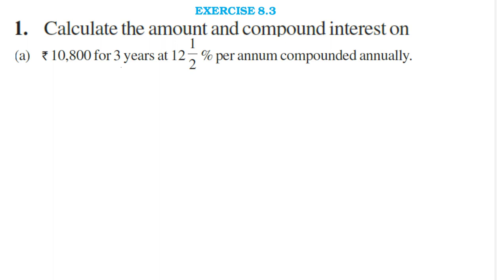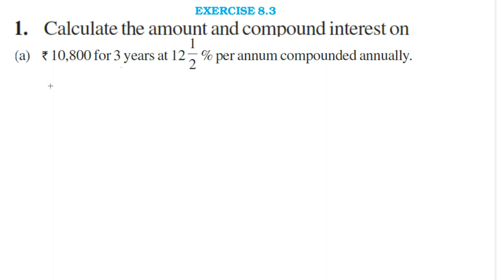Today in this class let us discuss the problems from exercise 8.3. The chapter is comparing quantities, that is chapter 8. First problem, calculate the amount and the compound interest on Rs. 10,800 for 3 years at 12.5% per annum compounded annually.